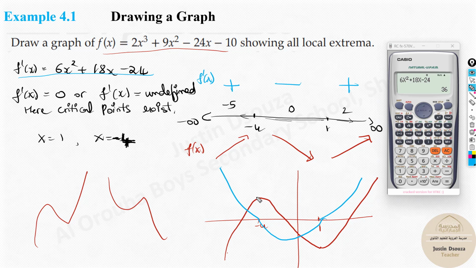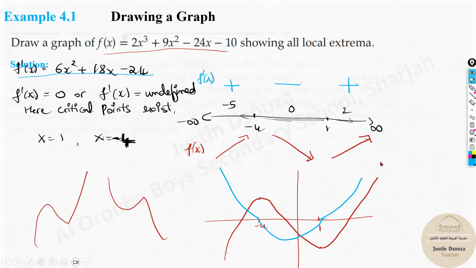If you want to know what this point is, just put minus 4 in this given equation and you will get the exact value over here. Maybe it's 2 or 3, and then you can draw a more accurate graph. But I've just drawn randomly. Let's just check our graphs anyway.